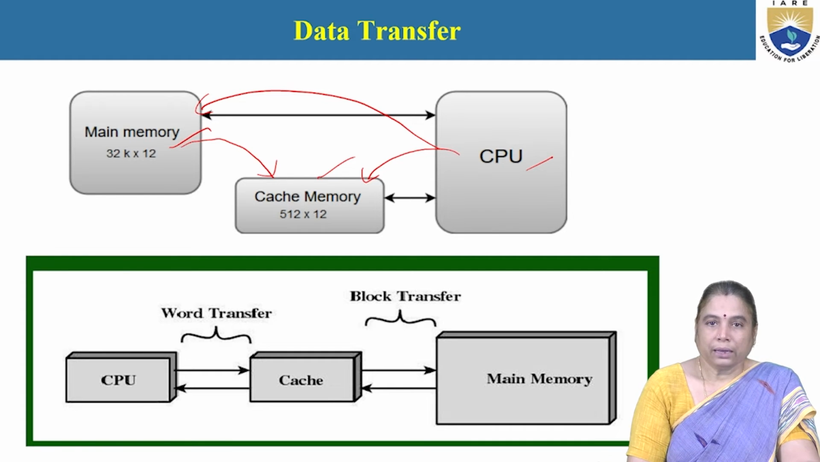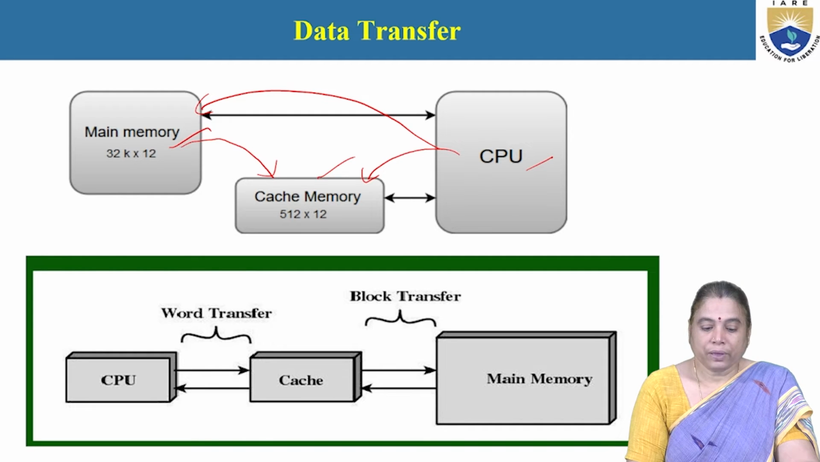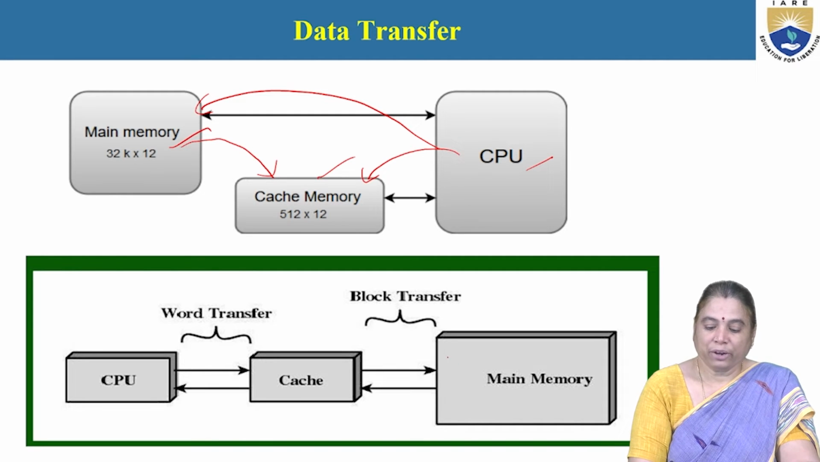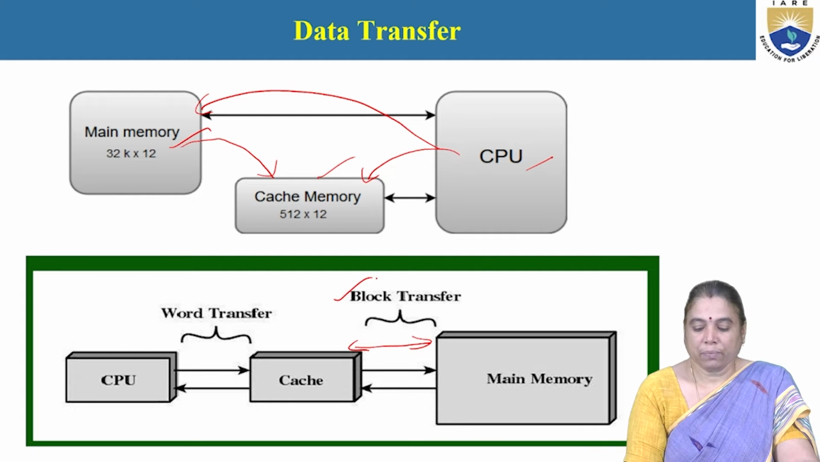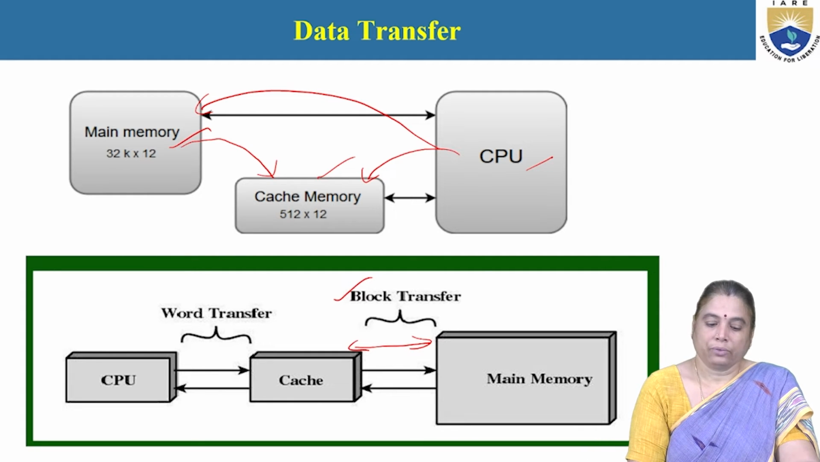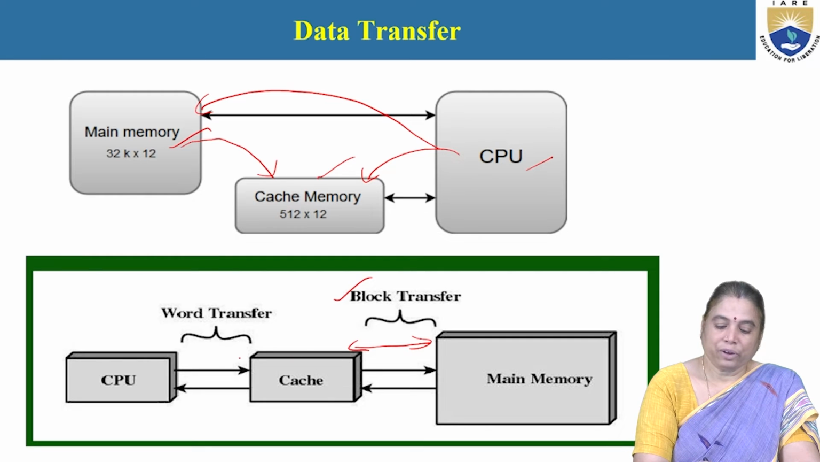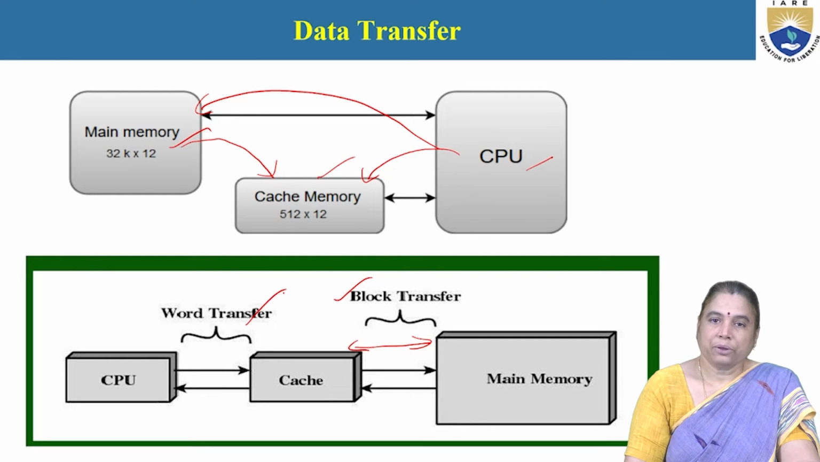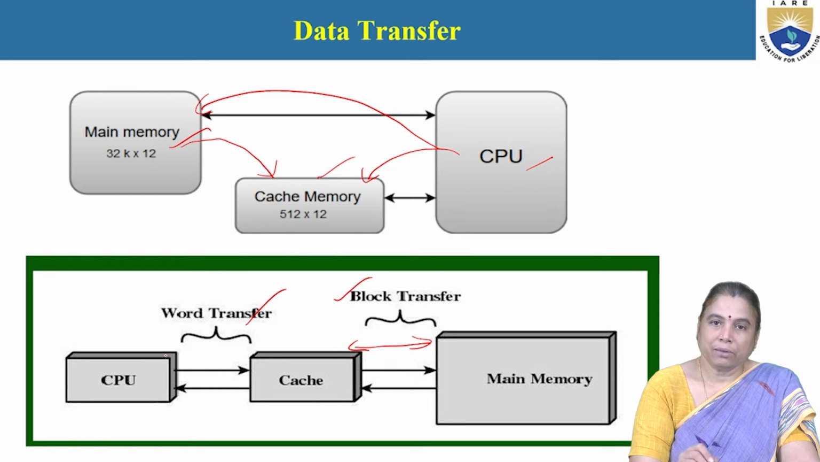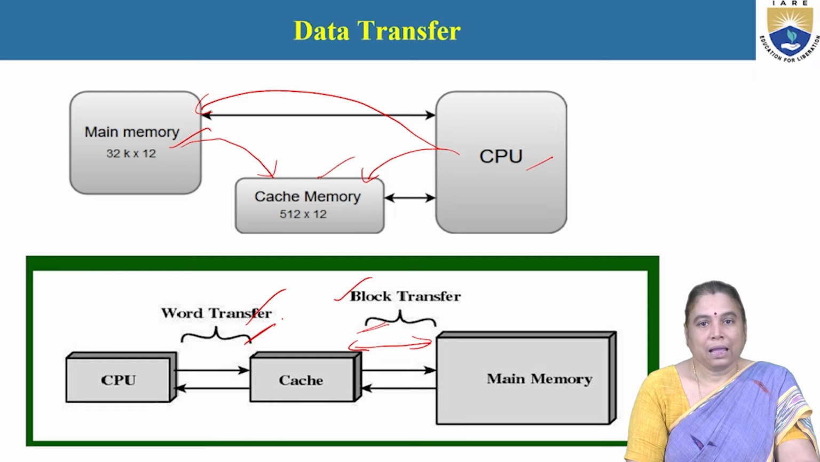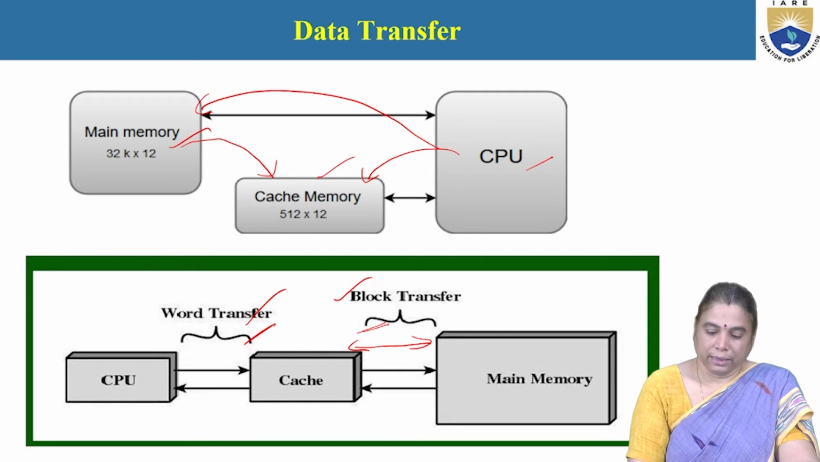Okay, so here the unit of data transfer from the main memory to the cache is a block. So block transfer takes place between main memory and cache, and between cache and CPU the unit of transfer is a word. So the block has to be moved from main memory to cache, and from there the word can be moved to the CPU. How a block is mapped to a word is done with the help of cache mapping techniques.